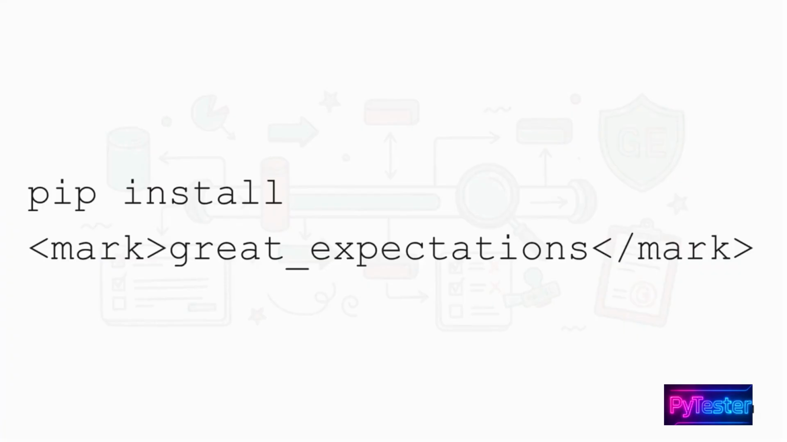You know, the best part is that the installation is just one single simple command. If you've ever installed a Python library with pip before, this is going to look very, very familiar. You just run pip install great_expectations, and that's it. The library's ready to go.